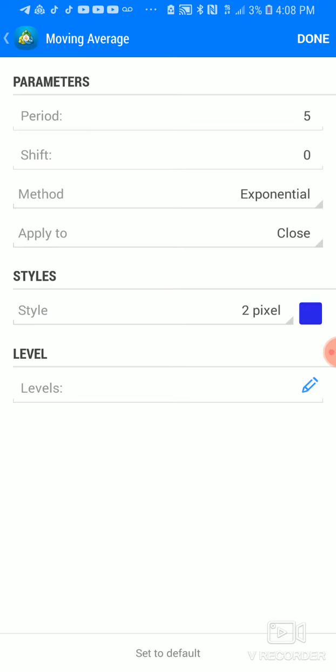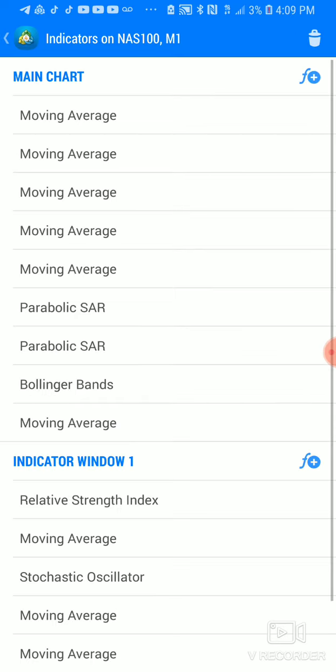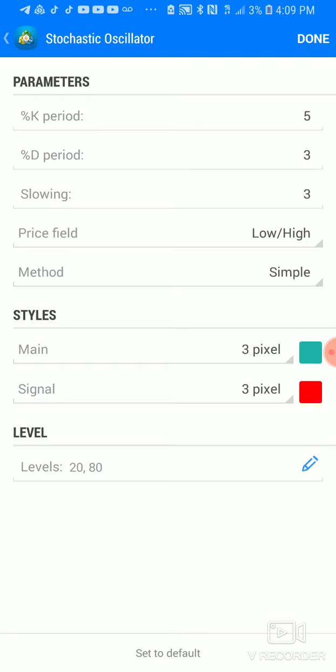I have a moving average of 5 exponential, stochastic oscillator of 533, simple, low high, 2080 is the level.